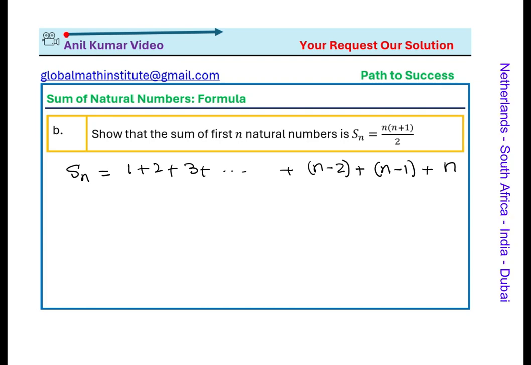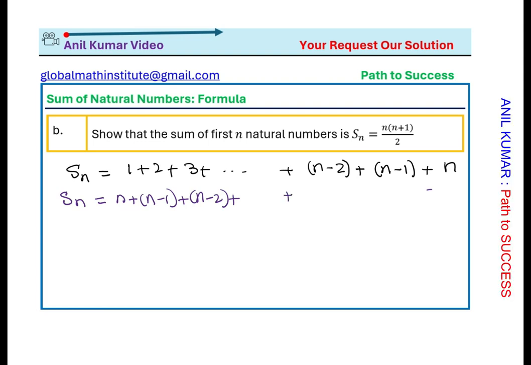Very simple. The next step is reverse the series, right? So we'll again write this, but this time with n plus n minus 1, right? Plus n minus 2, right? Plus so on. So here you will get the terms. The first term will be coming at the end and then like this.